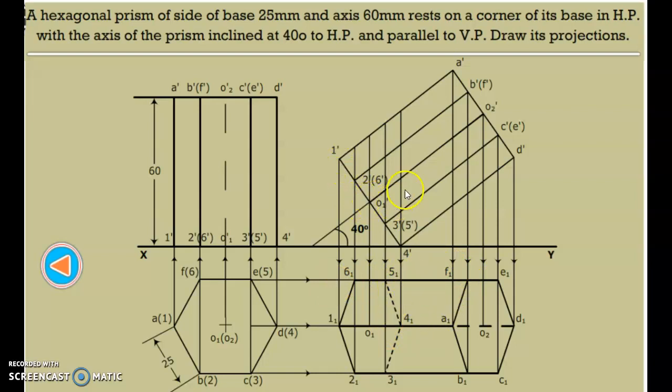So from all the points, project a line downwards. Draw vertical lines from all the points, from 1 to 3 dash bracket 5 dash, 4 dash. Don't draw from the O, it is not required. Similarly from A, B, C and D, put all the lines downwards, and from this point, project a horizontal line from A, B, C, D, E, F.